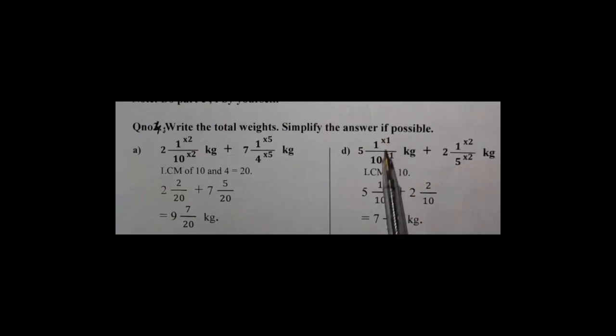Now we will multiply the numerator with the same number. 10 ones are 10, 1 ones are 1, 5 2s are 10, 1 2s are 2. Now we will add the numerator and whole numbers. Whole number will be added to whole number and numerator will be added to numerator. 5 plus 2 is 7, 1 plus 2 is 3. 7 whole number 3 upon 10 is the answer.